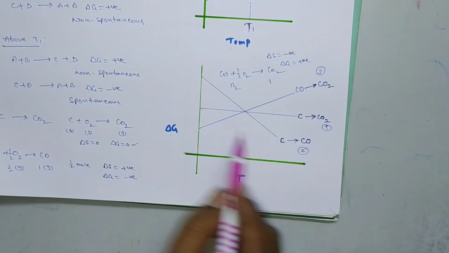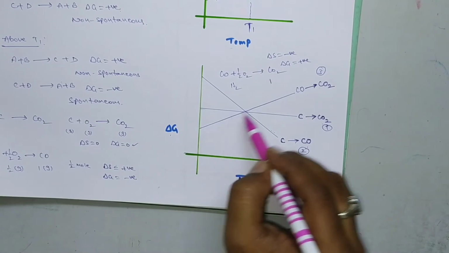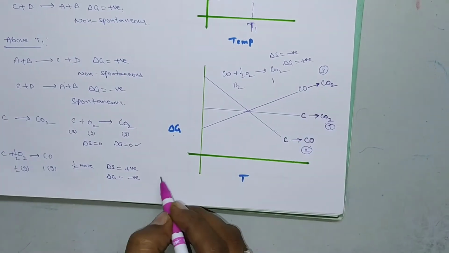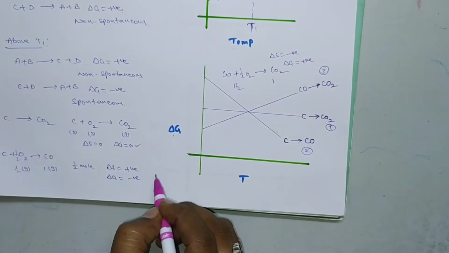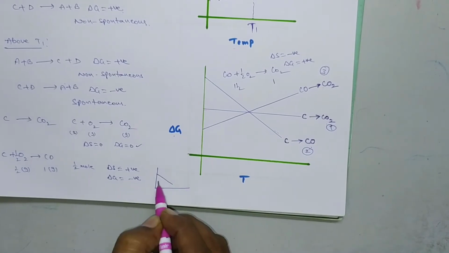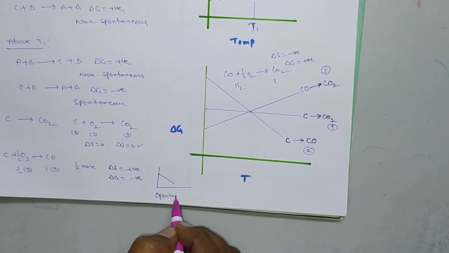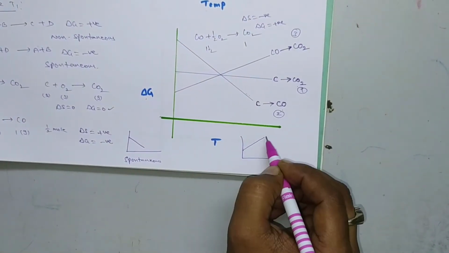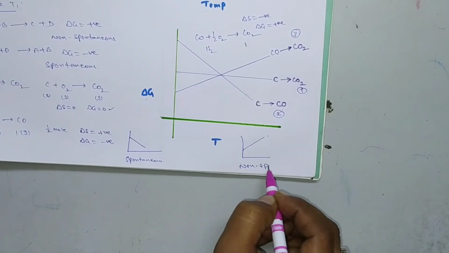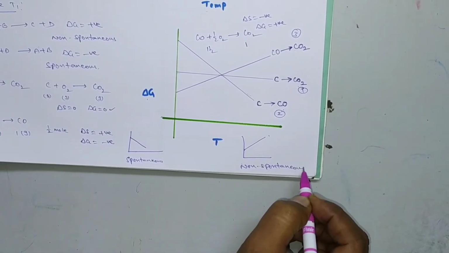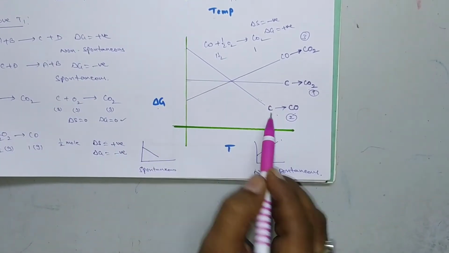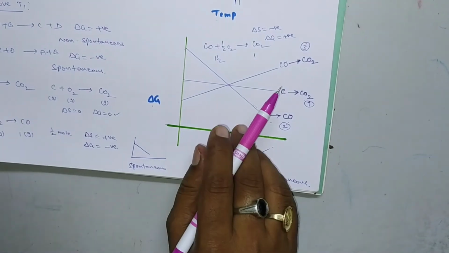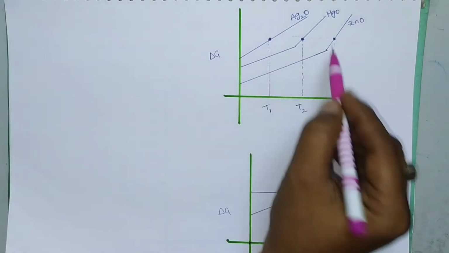For any feasible reaction the curve is like this. For any non-feasible reaction, that is a non-spontaneous reaction, the curve will be like this. Okay, clear? For a spontaneous reaction the curve should be like this. Here there should be a decrease in Gibbs free energy for a spontaneous reaction. For any non-spontaneous reaction the curve should be like this. So this one is the spontaneous reaction, this one is the non-spontaneous reaction, and this one is the equilibrium reaction.